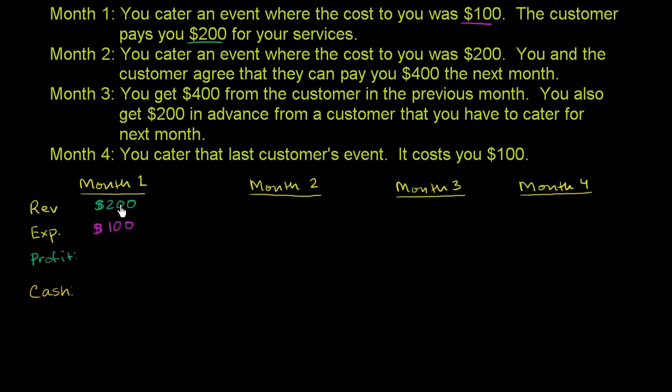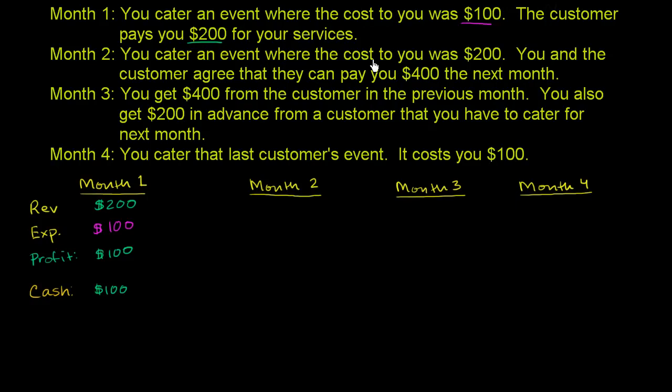So if you got $200 and you used 100 of that, your profit here, I'll do profit in green as well. Your profit is going to be, no, that's not green. Your profit is going to be $100. And if you started with no cash, your cash at the end of month 1, you will now have $100 of cash. Now let's go to month 2.